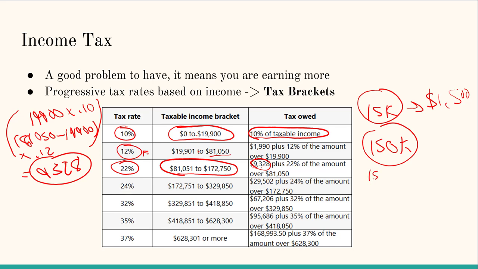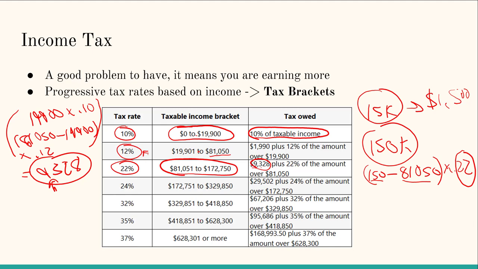So we're going to go 150 minus 81,050 times 0.22. So as you can see here, as you earn more, you're paying a higher percentage of that marginal amount in tax. So you're going to have this amount, which is for the first 81,050, plus 22% of the additional amount up to 150. And so I'm not going to do the math, but that's kind of how this works.